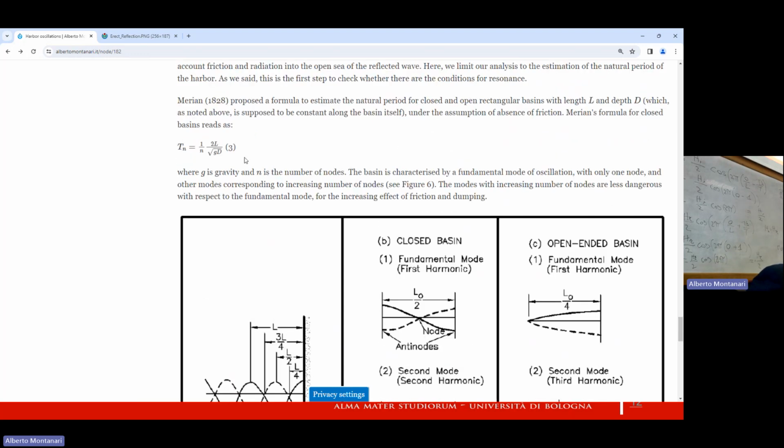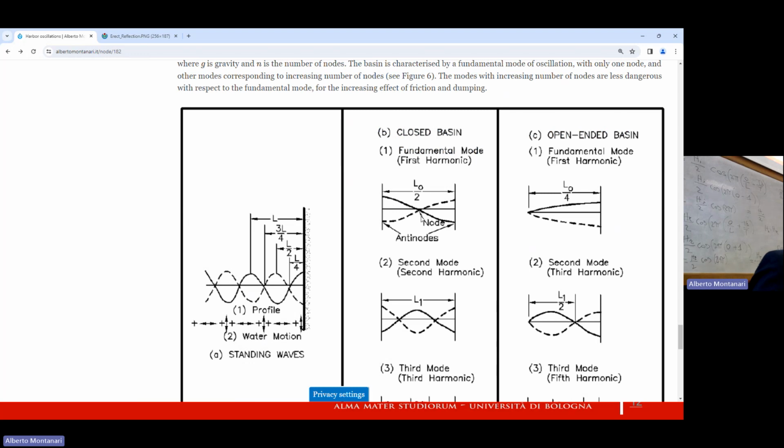So once again, remember this formula because it's quite intuitive. For a closed basin, twice the length of the basin, divided by the celerity, velocity of propagation of the wave, divided by the number of nodes. And the number of nodes is at least 1, because look at the closed basin. This is what happens. You have 2 free ends in a closed basin, and you get 1 node. Good.